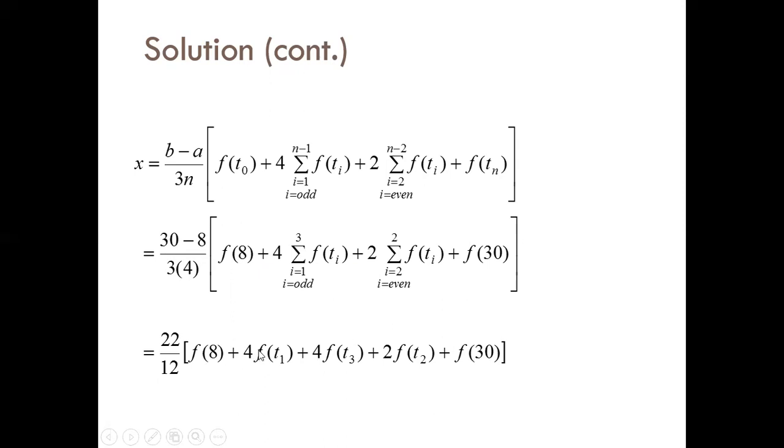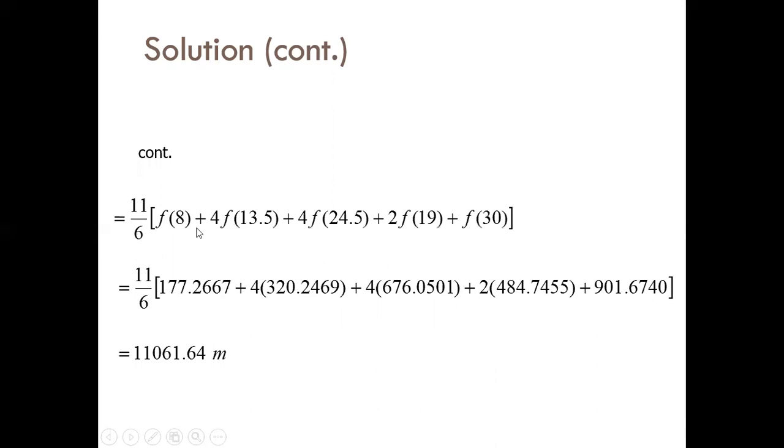Then f of 8 plus 4 into f of t1 plus 4 into f of t3 plus 2 into f of t2 plus f of 30. Then put the values of all these terms: f of 8 plus 4 into f of 13.5 plus 4 into f of 24.5 plus 2 into f of 19 plus f of 30. Then the value is 11 by 6 into f of 8, which is 177.26657. f of 30 is 901.6740.